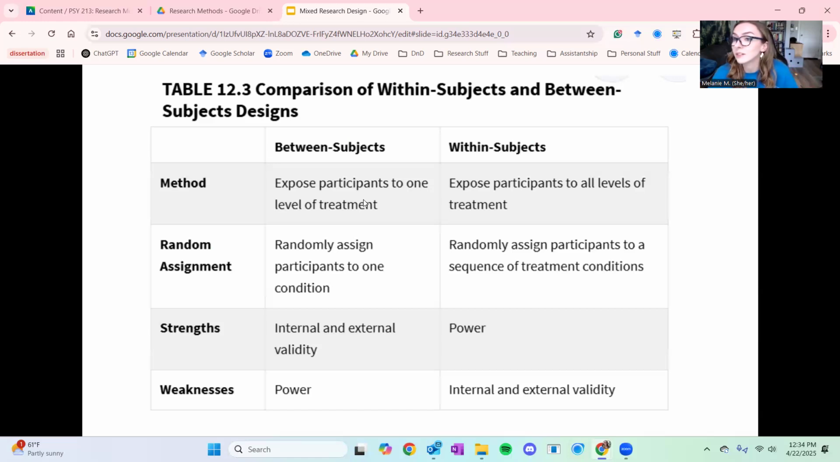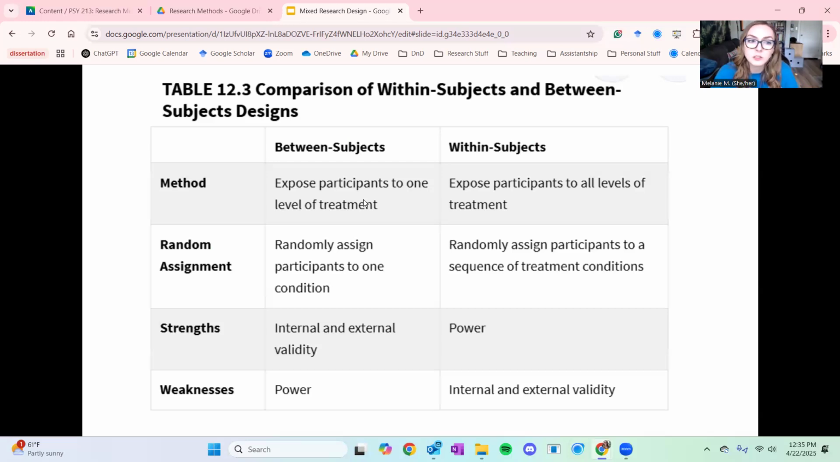And that's in contrast with within subjects, which is where all participants are exposed to all levels of that independent variable or treatment. And using that same example, a participant might try both the medication and the placebo at different times. They don't know which is which, though.